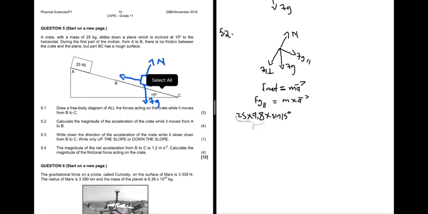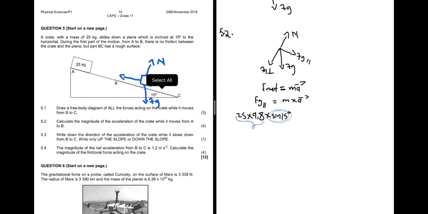25 multiplied by 9.8 is FG, right? It's the mass multiplied by the gravitational acceleration. And this part here gives us the parallel component of FG. If we were interested in the perpendicular component, we would use cos, but in this case we are only interested in the parallel, so we are using sine.